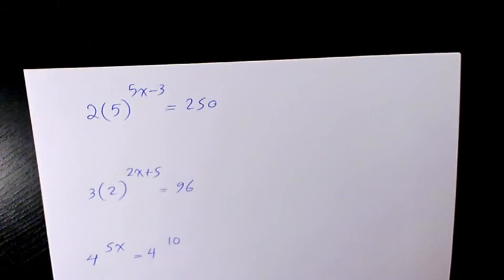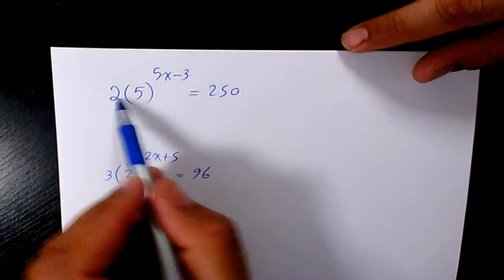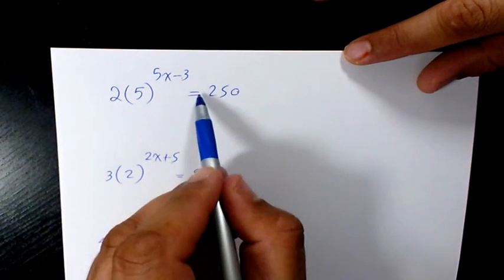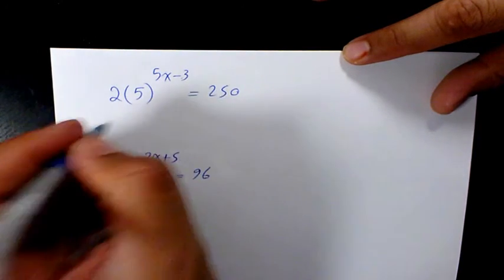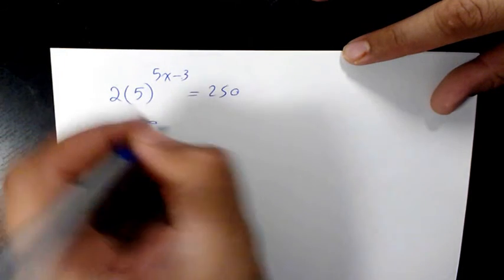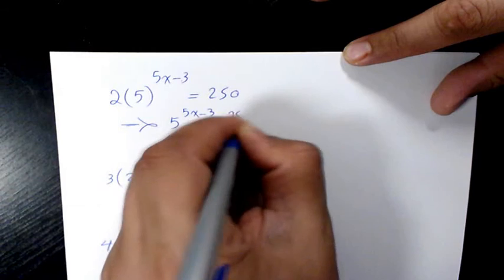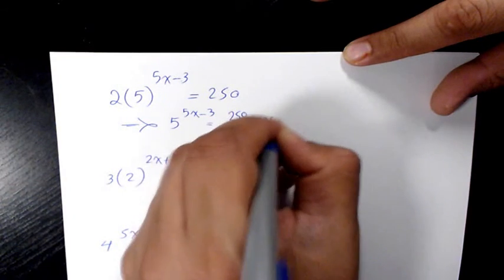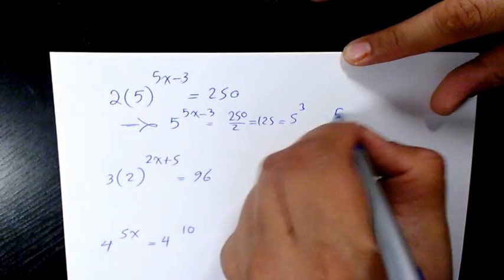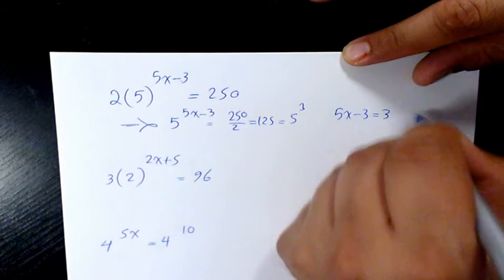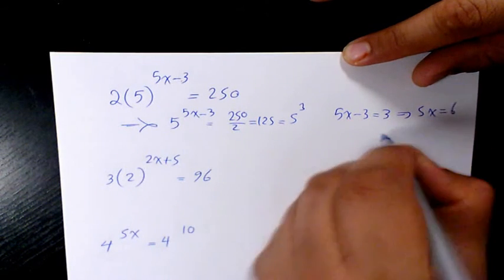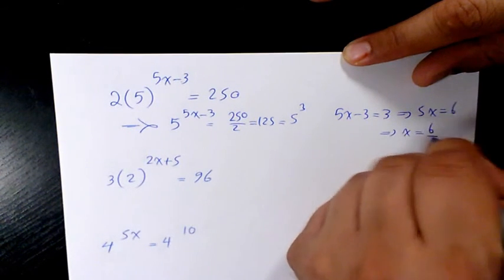Next one. 2 times 5 to the power of 5x minus 3 equals 250. What do we need to do? We need to divide both sides by 2. So 5 to the power of 5x minus 3 equals 250 divided by 2, which is 125, which is 5 to the power of 3. So 5x minus 3 equals 3. So 5x equals 6, and x equals 6 over 5.